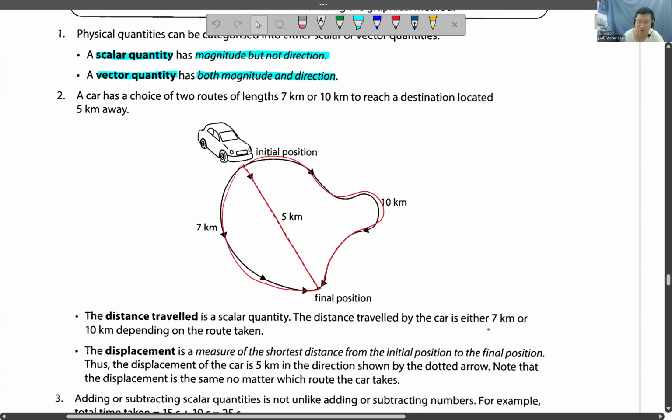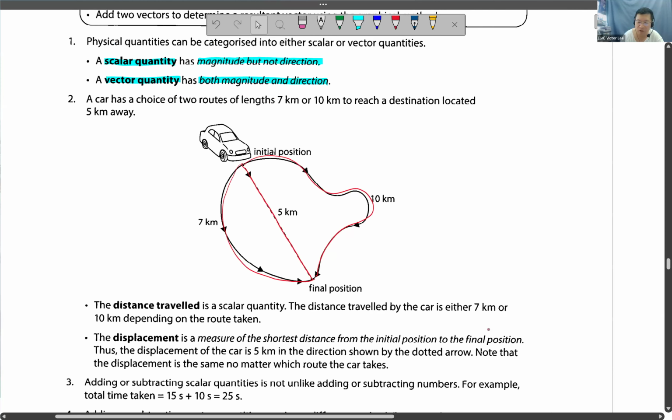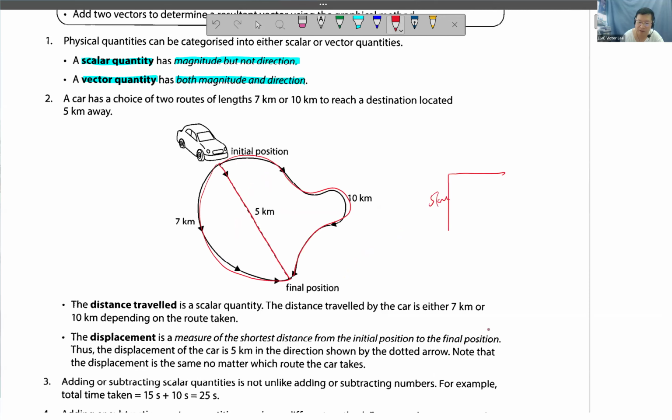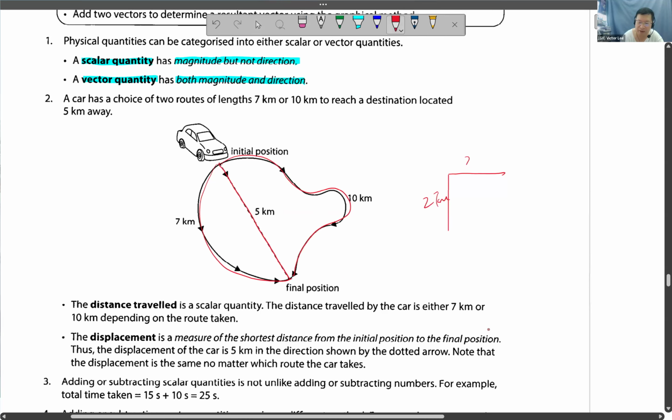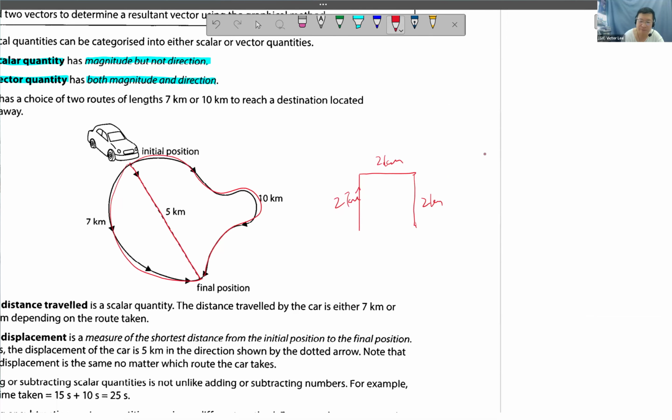Okay, give you another example. If you go 2 km to the north, 2 km to the east, 2 km to the south. How far have you traveled? What's the distance? You travel 2 km up, 2 km to the east, 2 km down. What's the distance traveled? 6. 2 plus 2 plus 2 equals 6 km, right? How about my displacement?